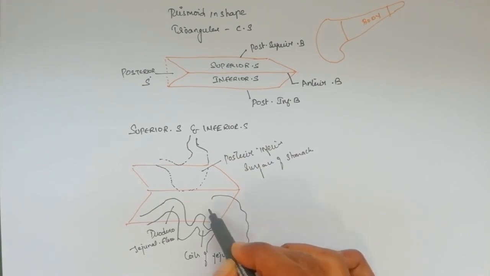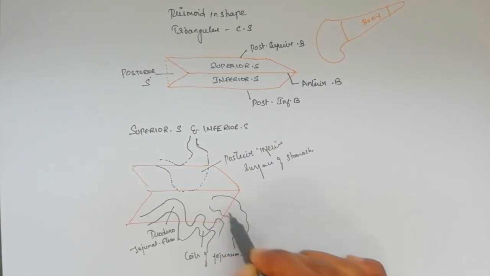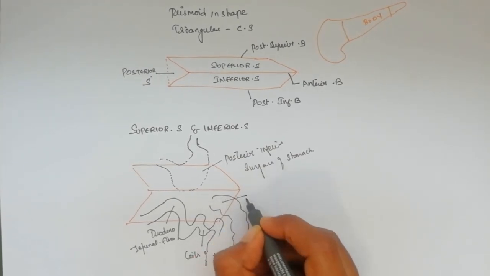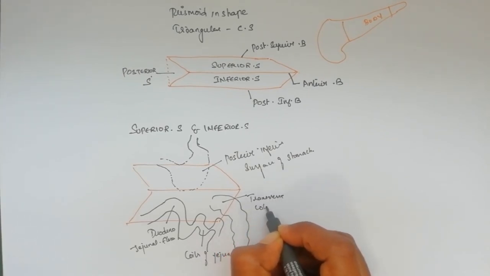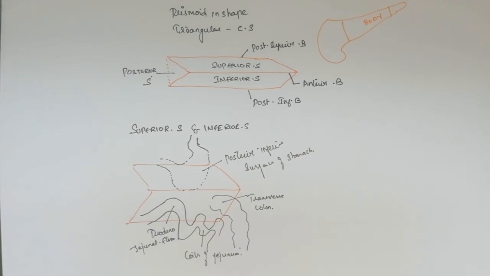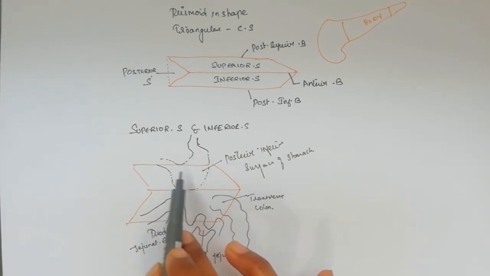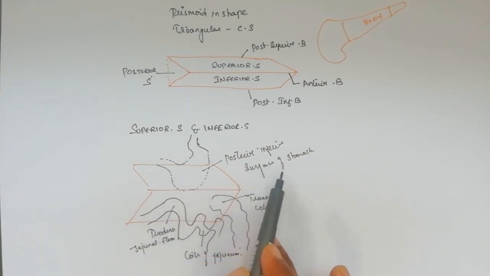So we have got left colic flexure related somewhere here, or just remember we have got transverse colon related in the inferior surface. So we have got in the superior surface posterior inferior surface of stomach. In the inferior surface duodenojejunal flexure, coils of jejunum with transverse colon will be related.